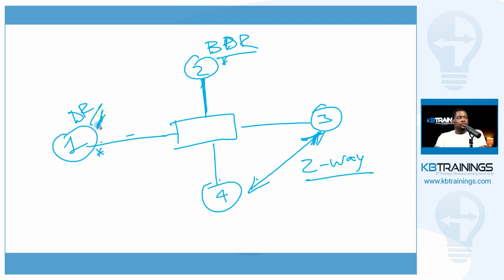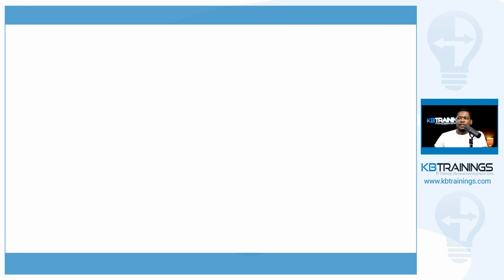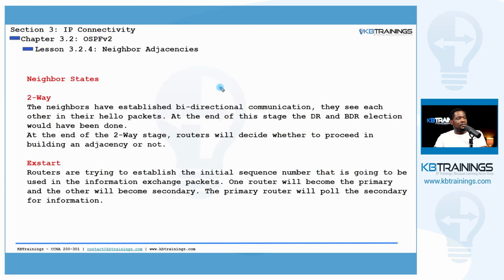So it's up to the DR to synchronize its version of the link state database with router 4 and router 3. That's how it is. This is just to avoid a lot of noise inside our network when it comes to OSPF. We're going to cover this in detail in the next lesson. That's all I can say for now. So by the end of the two-way state, we will have the DR and the BDR election already, and the routers will decide if they have to become fully adjacent or stay in this state.